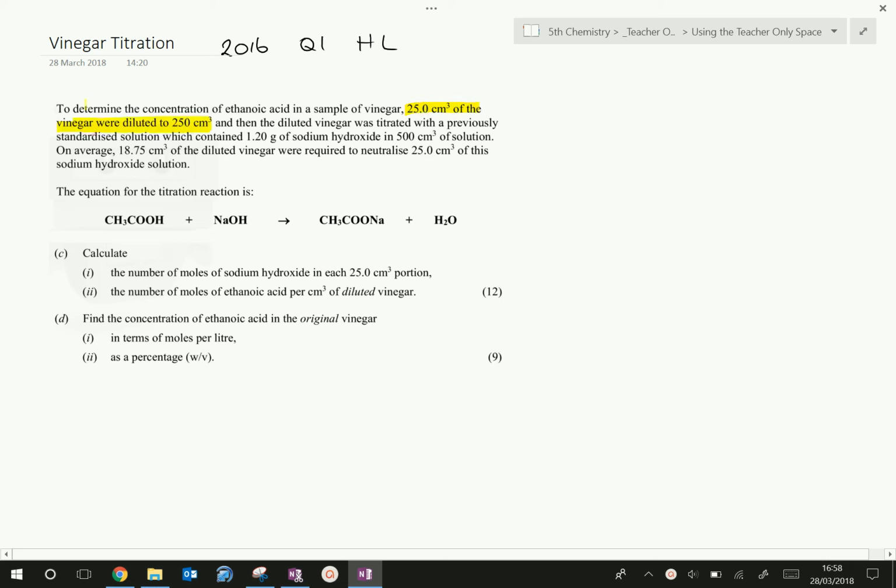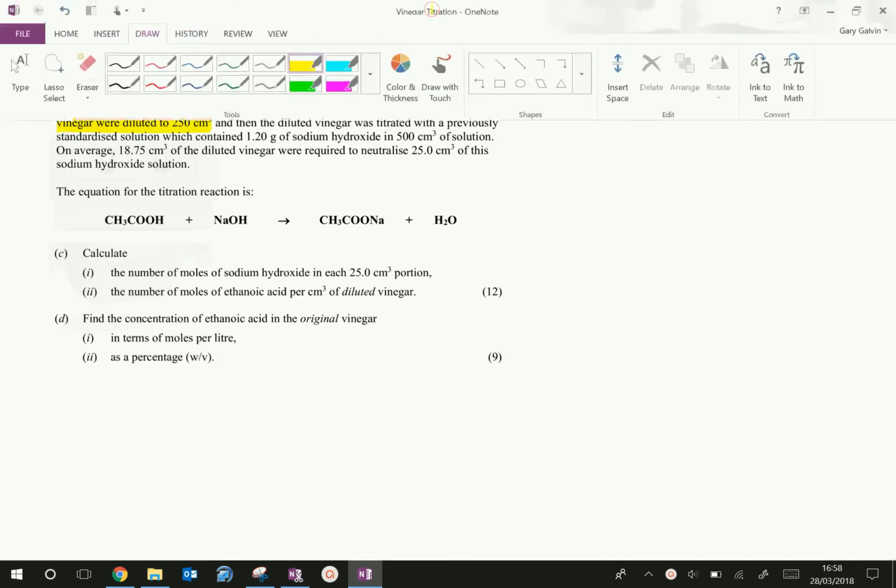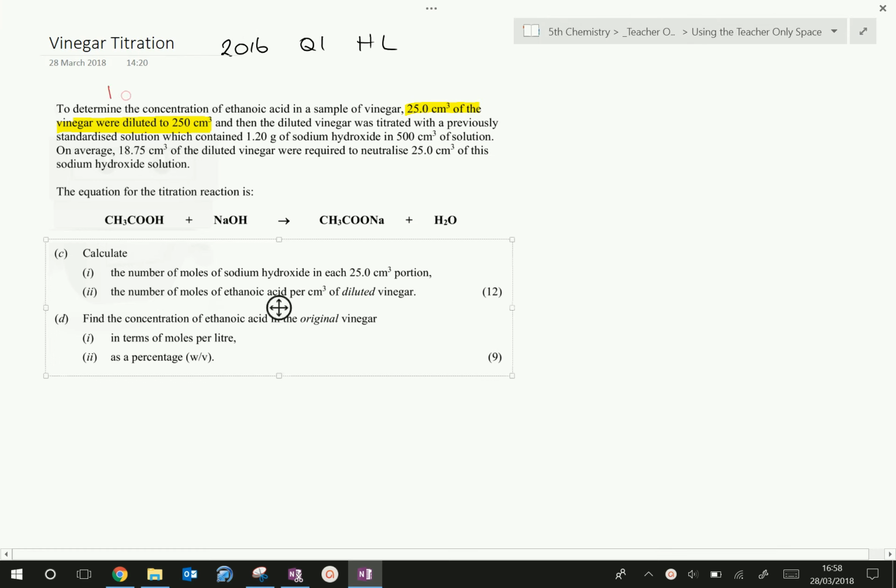That part is important, and actually before I do anything else, I'm just going to write down my dilution. Because I diluted the vinegar, my dilution factor is, I went up to 250 ml from 25 ml. So my dilution factor is 10.